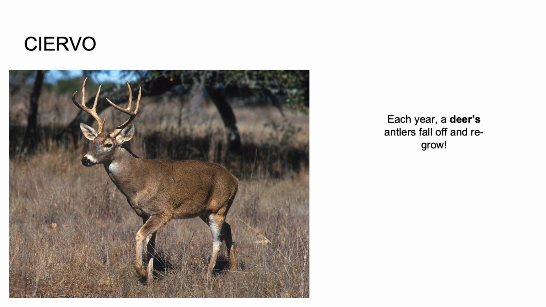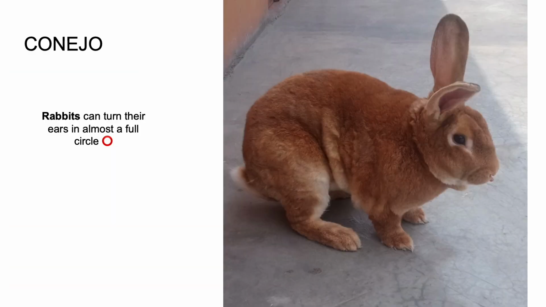Ciervo. Now you might see these animals running across the street, or you'll see them running in the forest because they're a forest animal. And a fun fact, each year a deer's antlers fall off and regrow. So those little horns on the side, they fall off and then they grow a new pair. Okay? Next we have conejo. Conejo. One more time. Conejo.